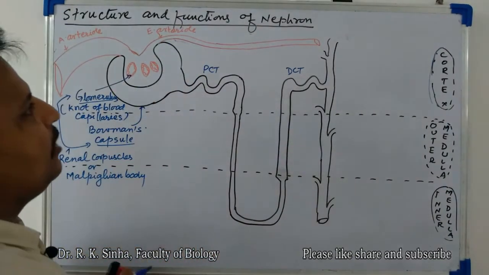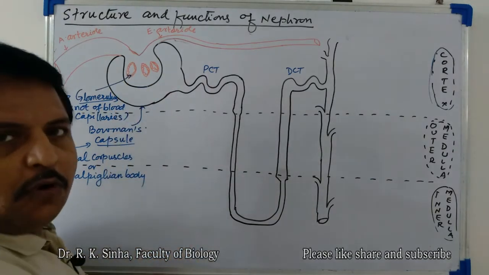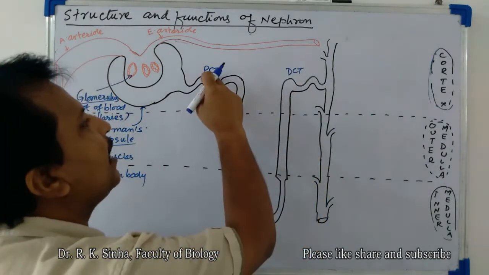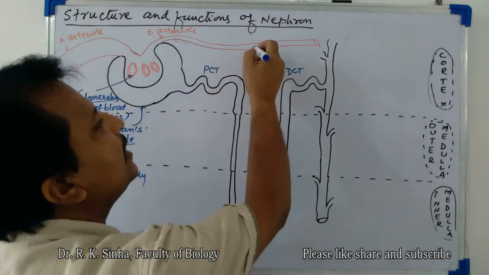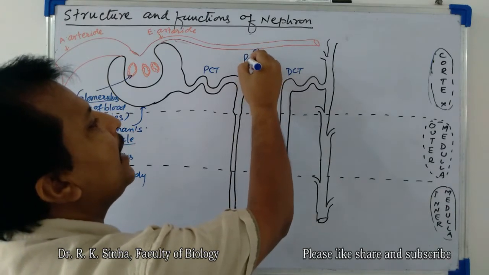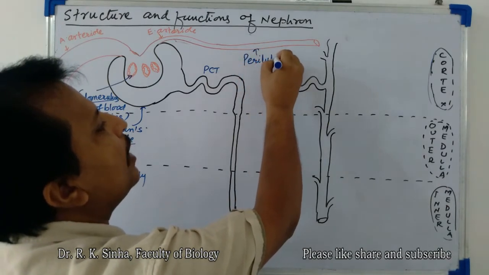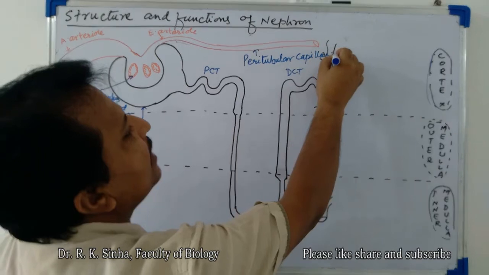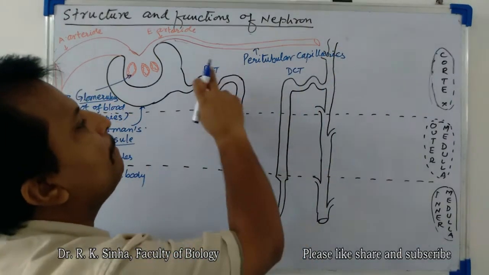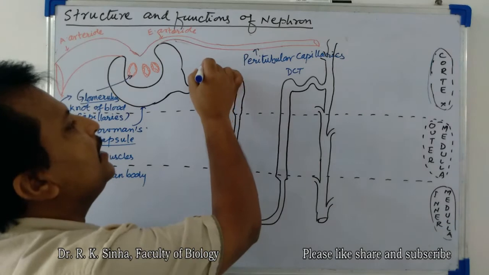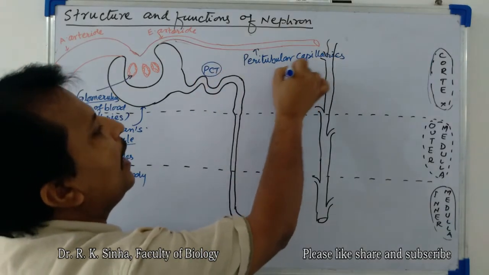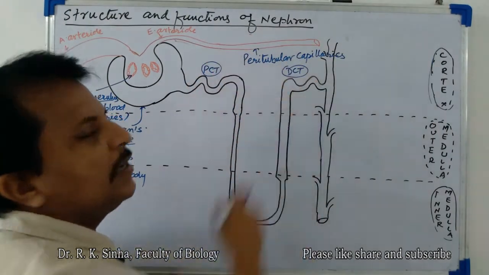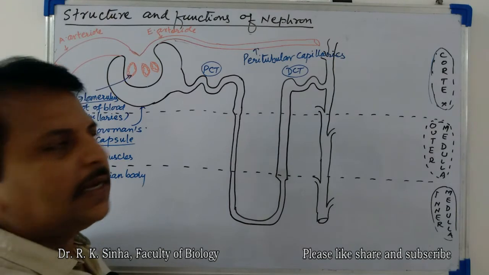When the efferent arteriole comes out from the glomerulus, it will form a network of blood capillaries around the PCT and DCT. So these are called peritubular capillaries, meaning blood capillaries around the PCT and DCT. It will branch up and round up around the PCT and DCT.